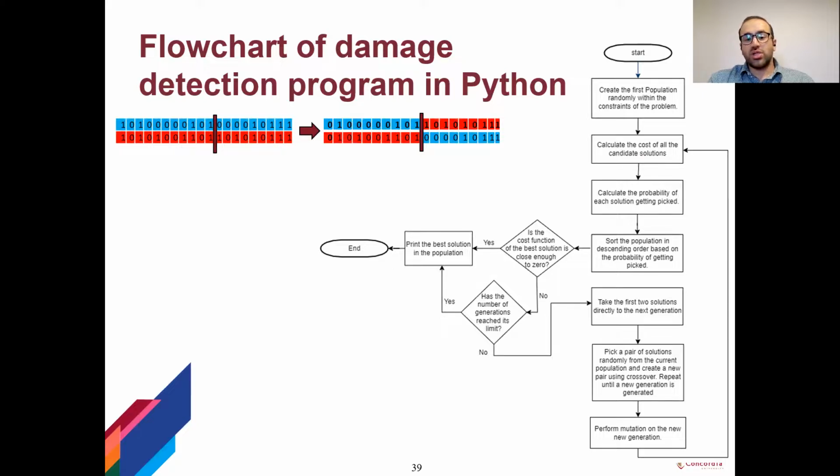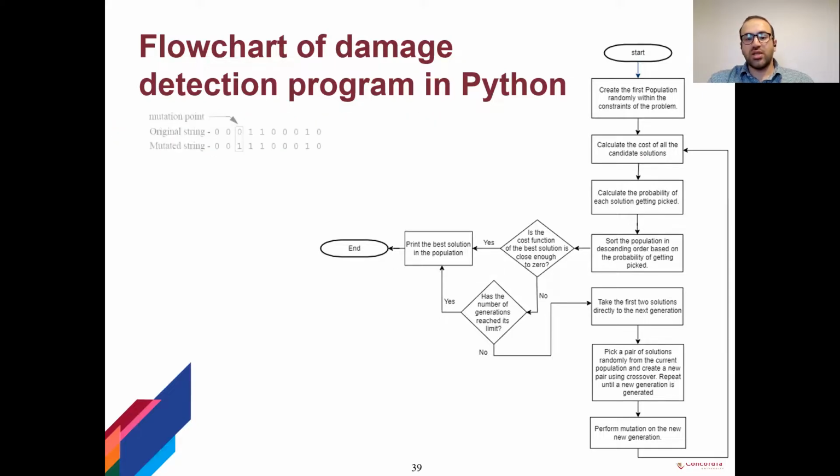The new generation goes through mutation that randomly and with a certain probability picks one of the elements in the solution and changes it from 0 to 1 or from 1 to 0. This is to avoid getting stuck in local minimums. So this process produces generations with better solutions. The process stops when the number of generations reaches a certain limit, or when the cost function of the best solution present in the current generation becomes less than a certain threshold.